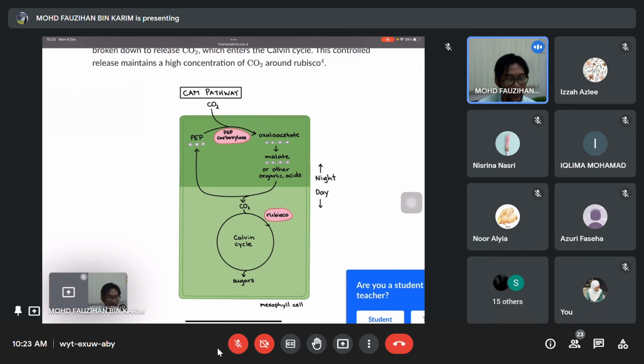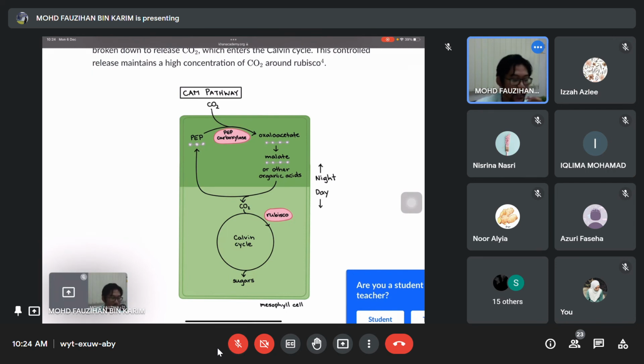An organic acid is an organic compound that has carbon. An organic compound is where carbon is the backbone, right? So it can release carbon dioxide, or it can be attached to a new carbon dioxide. So in this CAM pathway, it will release the carbon dioxide, so the carbon dioxide will be concentrated and have a higher chance to sit on the active site of rubisco.